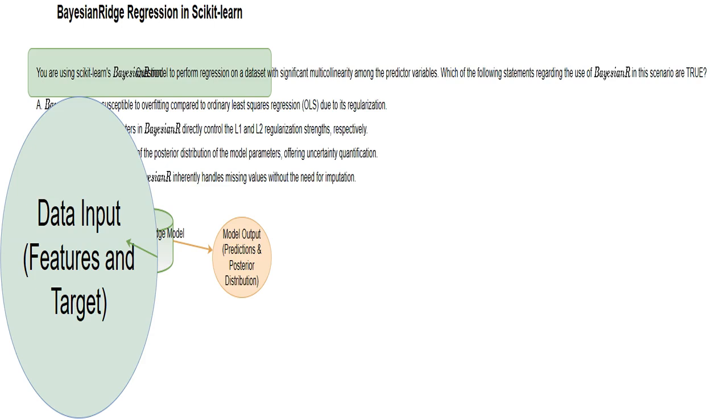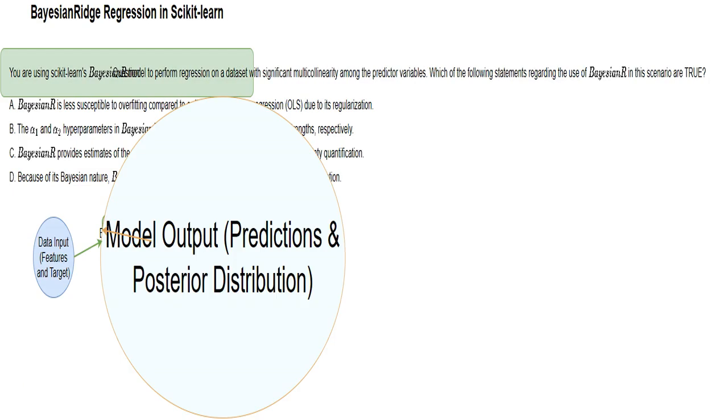This refers to the input data for the model. We have features, independent variables, and a target variable, the dependent variable we are trying to predict. This describes the outputs from the model. We'll get predictions, the model's estimates of the target variable, and posterior distributions, probabilistic estimates of model parameters. The posterior distributions are central to the Bayesian approach, reflecting uncertainty in parameter estimates.